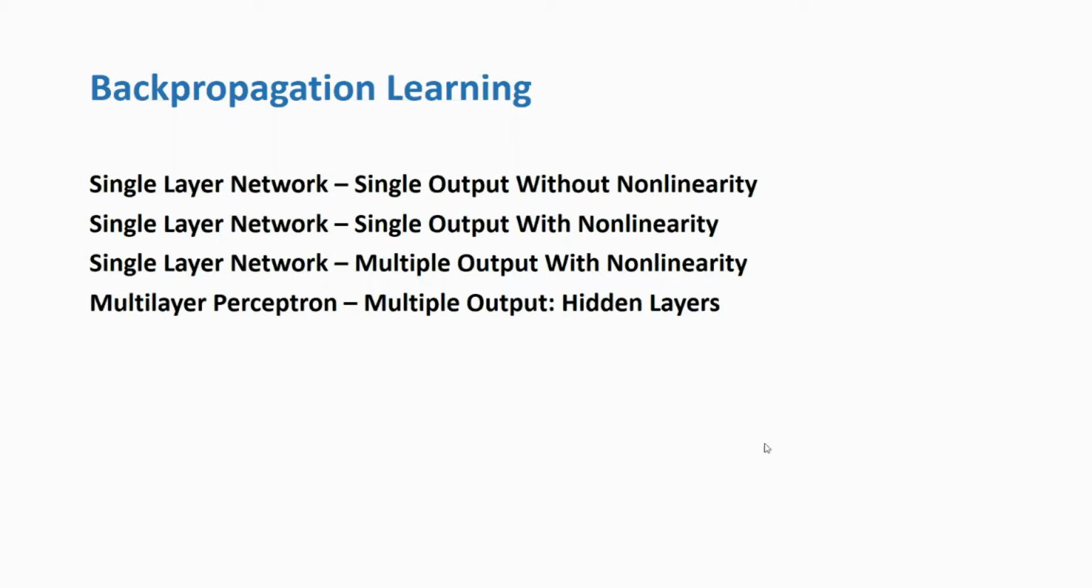In backpropagation learning we have 4 different scenarios, as I have mentioned in the PPT slide. First, a single layer network with a single output without non-linearity, where we can use simple functions like a threshold function. Next, a single output with non-linearity. Then multiple outputs with non-linearity, and finally multiple outputs for hidden layers, seeing how backpropagation happens in hidden layers.